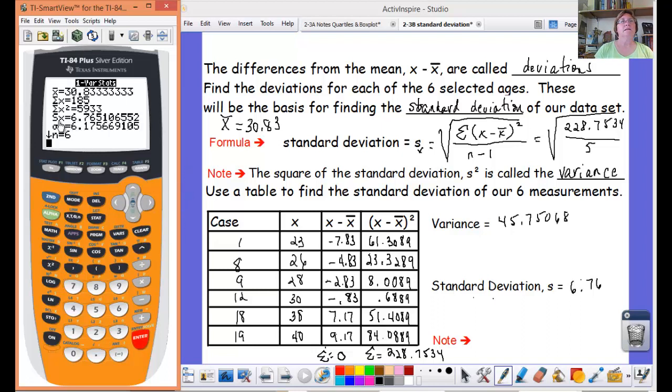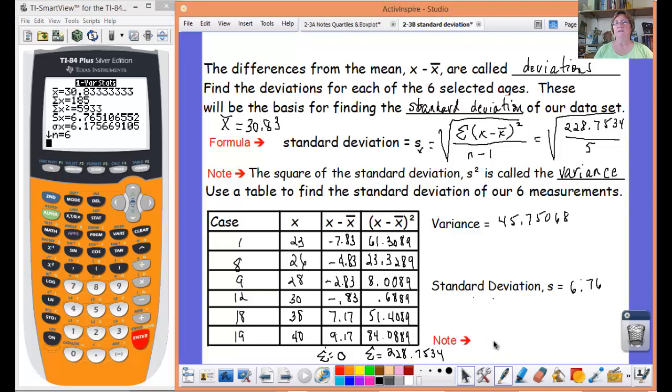Yeah, right there. See Sx? 6.76. That's our standard deviation. So I'd like to have you just make a note of that. We know how to do it by hand. We've done it by hand before. But this is also in one variable stats.